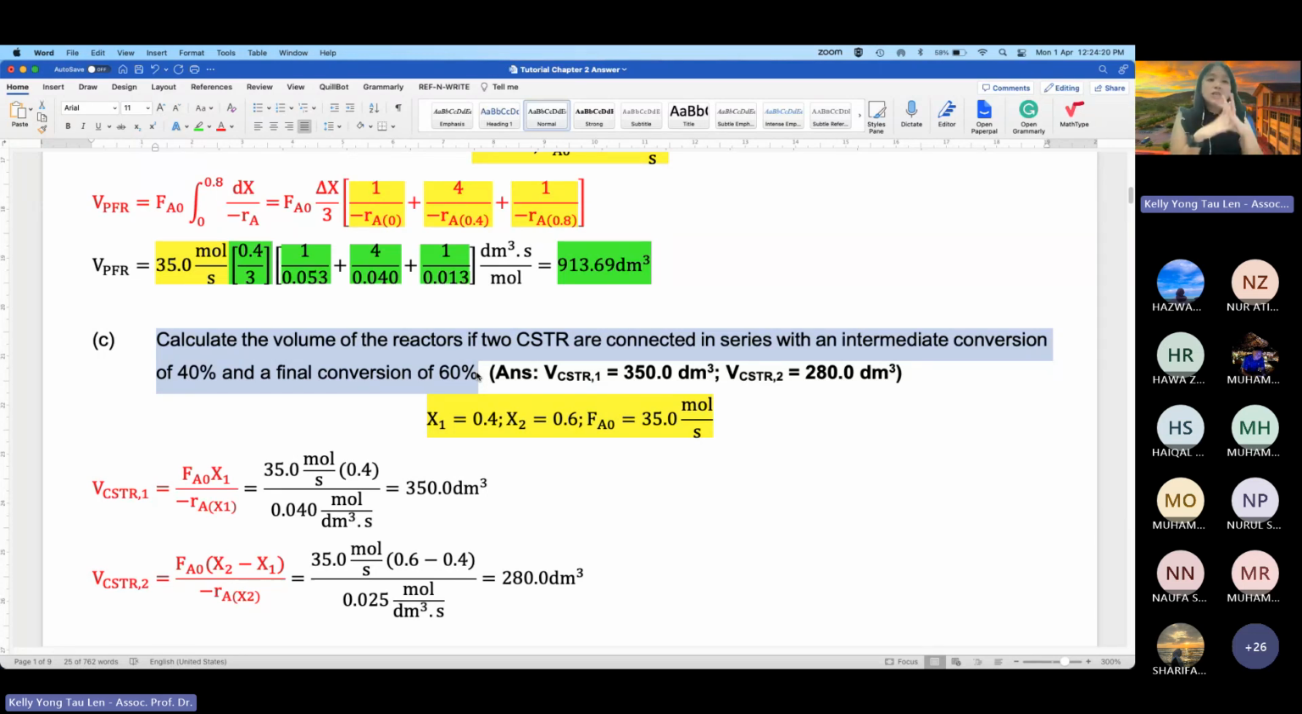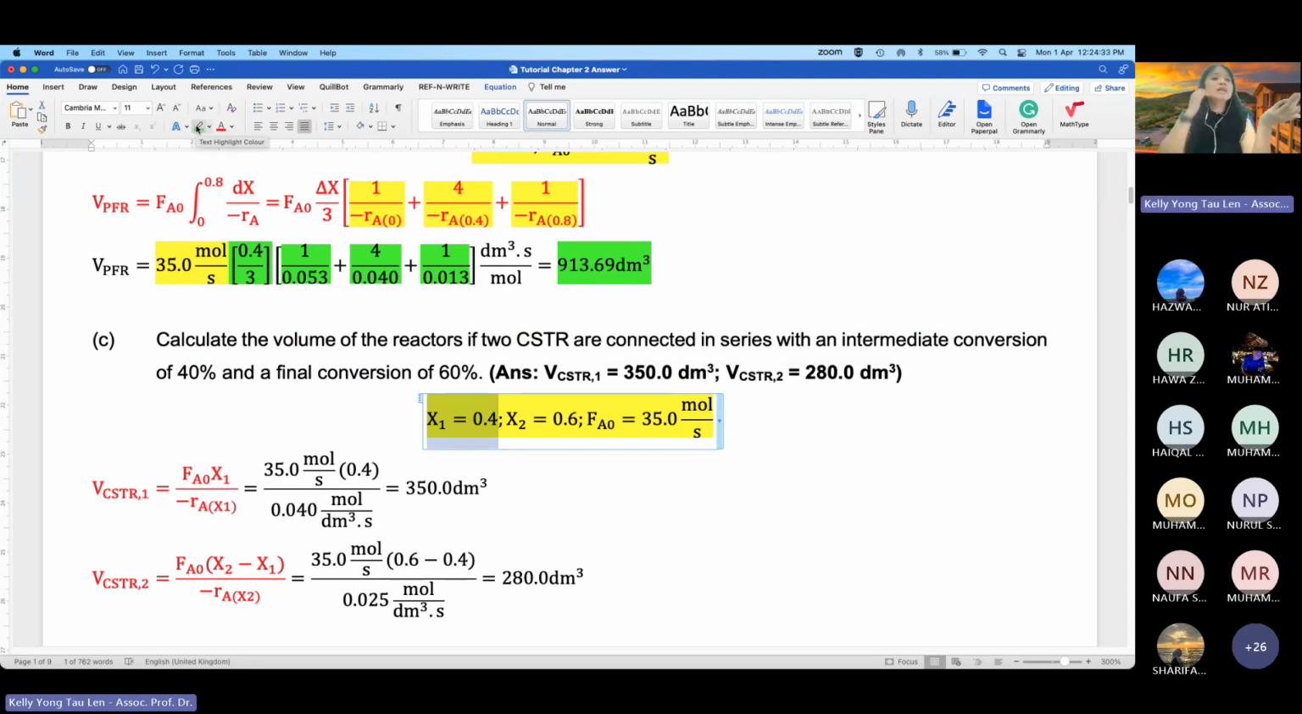So in this case, the first CSTR is converting from 0 to 0.4. Okay, meaning your X1 is 0.4, or we call it the intermediate conversion, right? Then next, the second reactor is converting from 0.4 to 0.6. So your X2 is 0.6. So you remember I taught you conversion is continuously increasing. They are never reset. So meaning that the more reactors I use, the higher the conversion will be.